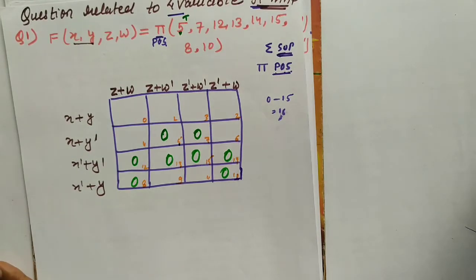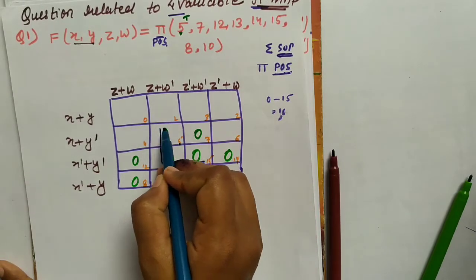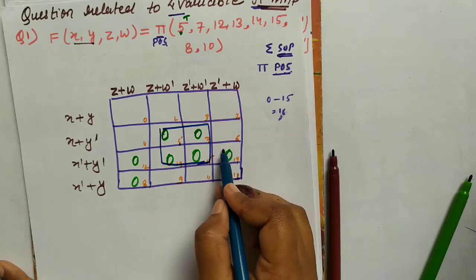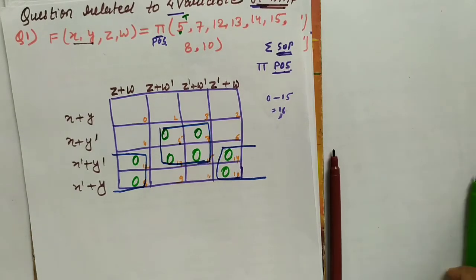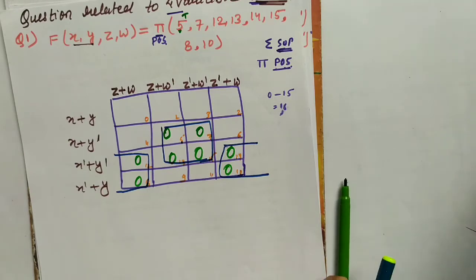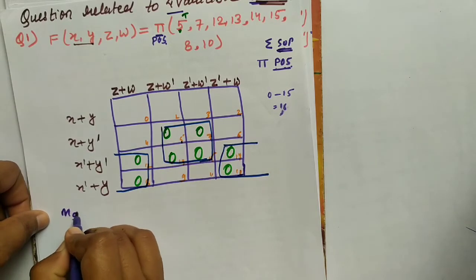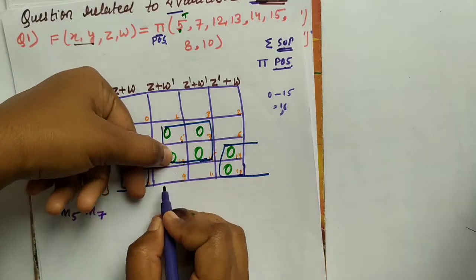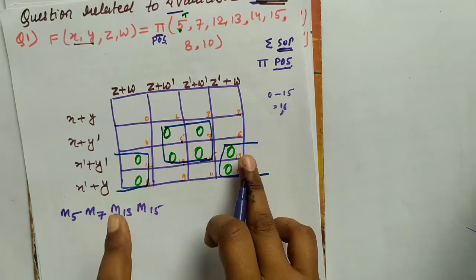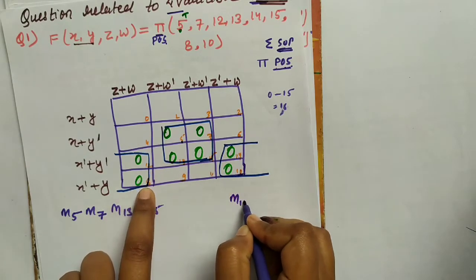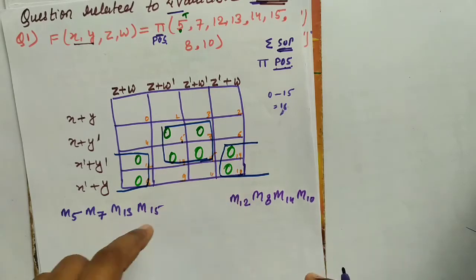So let's make pairs or quads. We can clearly see that there is one quad, and here also these 2 values and these 2 values make a quad. So let's write the term or expression. First, this quad means M5, M7, M13 and M15. The next quad is this one, that means M12, M8, M14, M10.